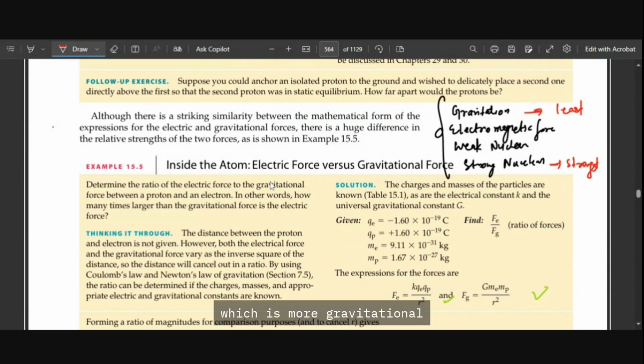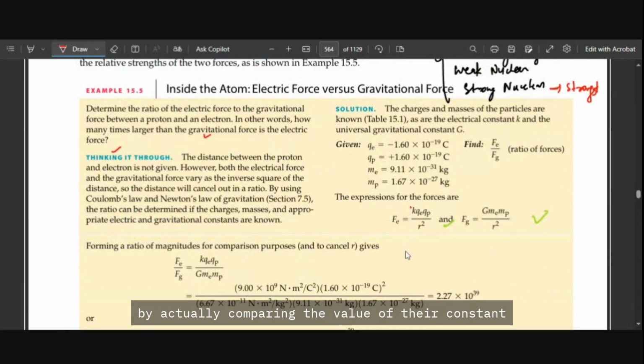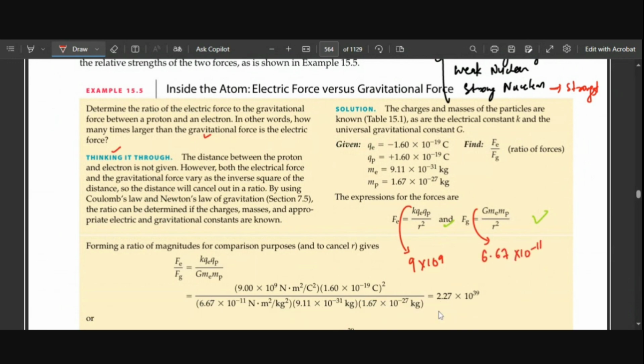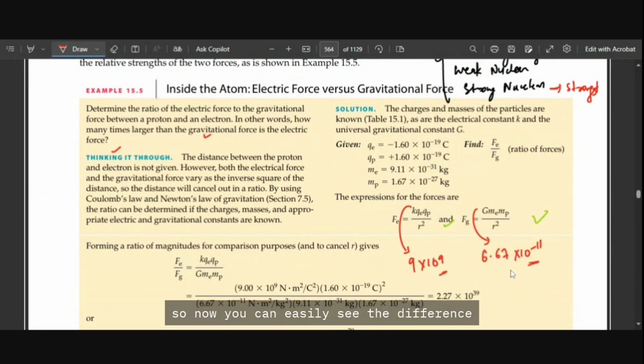So if the question says which is more, gravitational or electric force, electric force is going to be much more. You can just compare by actually comparing the value of their constant. K is supposed to be 9 times 10 to the power 9, whereas G is supposed to be 6.67 times 10 to the power minus 11. So now you can easily see the difference between the values of these two constants: the proportionality constant K in electrostatic force and the gravitational constant G in gravitational force.